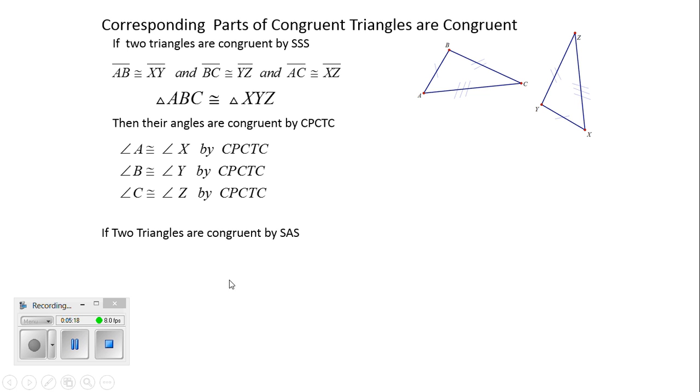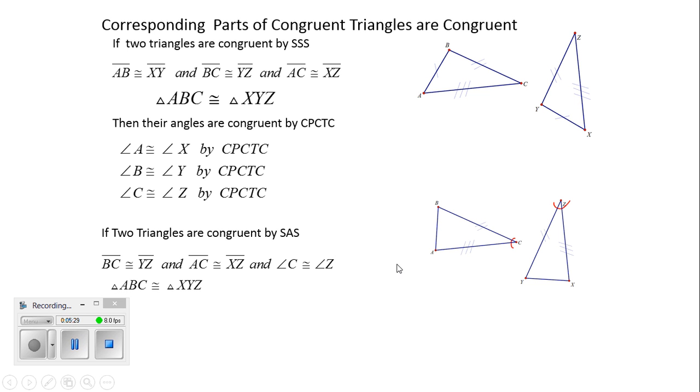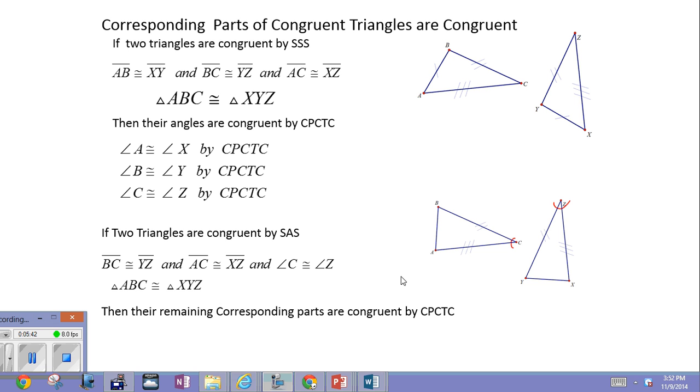Okay? Now, if two triangles are congruent by SAS, then the pieces that are marked off are congruent, but if those triangles are congruent, and they are by SAS, then not only are these pieces equal, but the other three pieces can be determined to be equal as well by corresponding parts of congruent triangles, which are congruent.